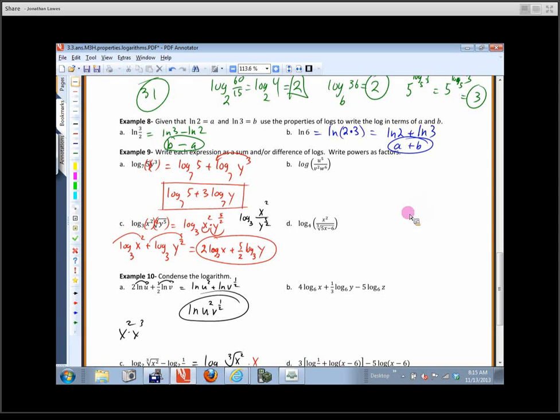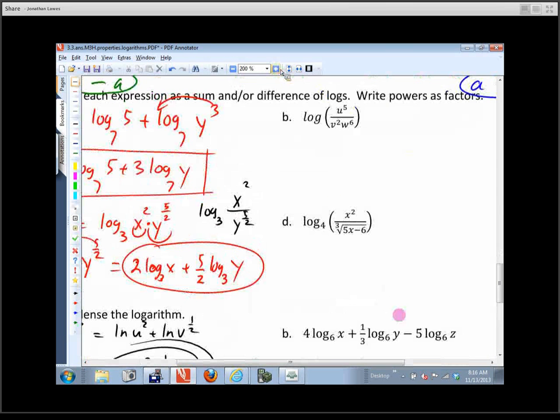Okay, the instructions for example 9 were this. Write each expression as a sum or a difference, plus or minus, okay, of logs, and write powers as factors. So remember, anything in the numerator is going to have a what in front of it? Plus or a minus? A plus. Anything in the denominator is going to have a minus in front of it. So we're going to rewrite this way. So let me make that a little bit bigger.